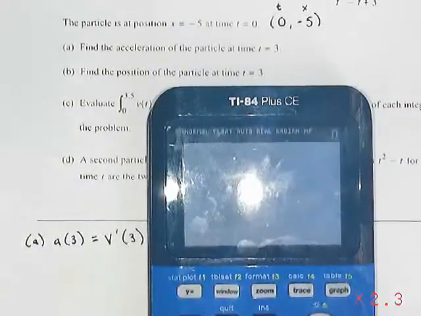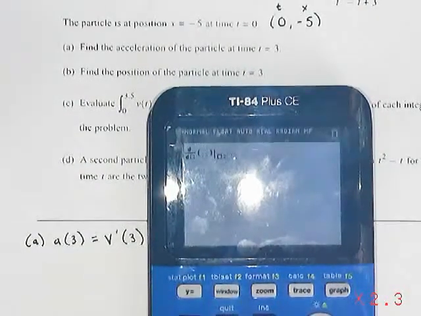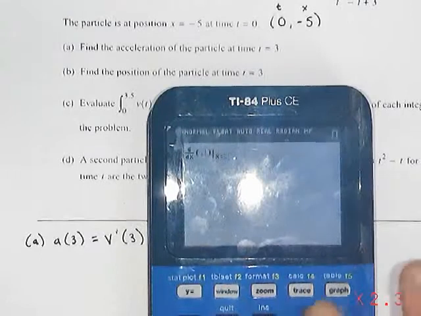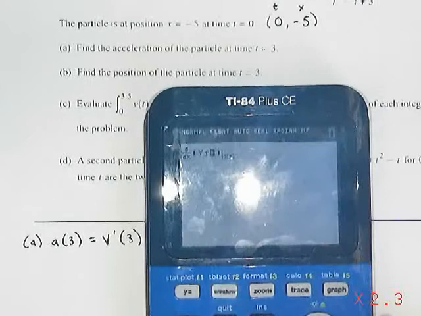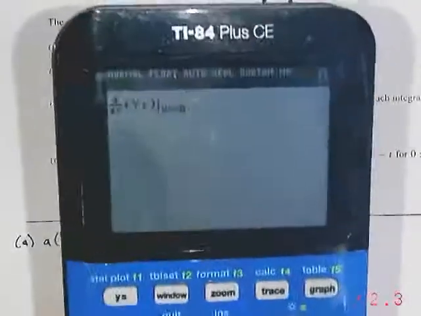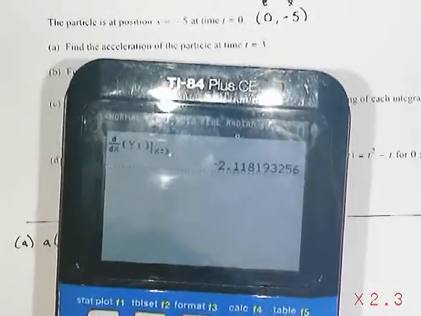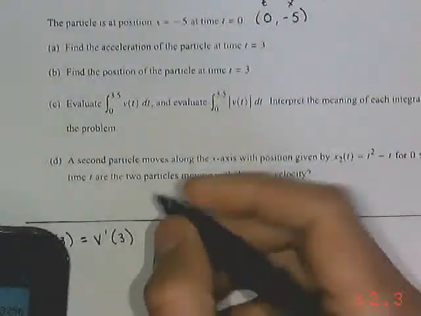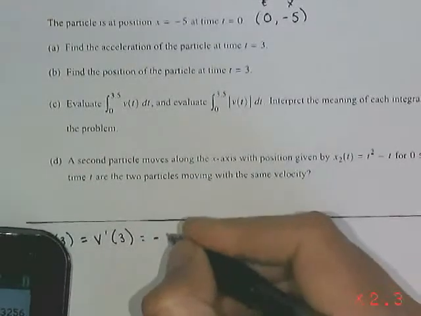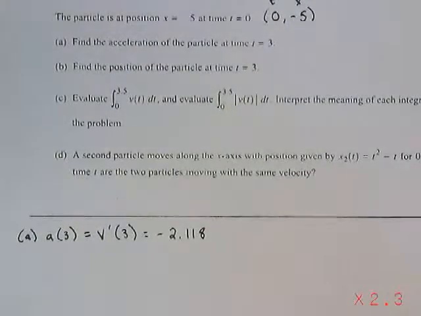We can second quit. We can go to math 8 for our numerical derivative, and we're going to go d dx, our vars, y1, and we want this for x equals 3, or t equals 3 in our case. Press enter. And so our acceleration is negative 2.118.